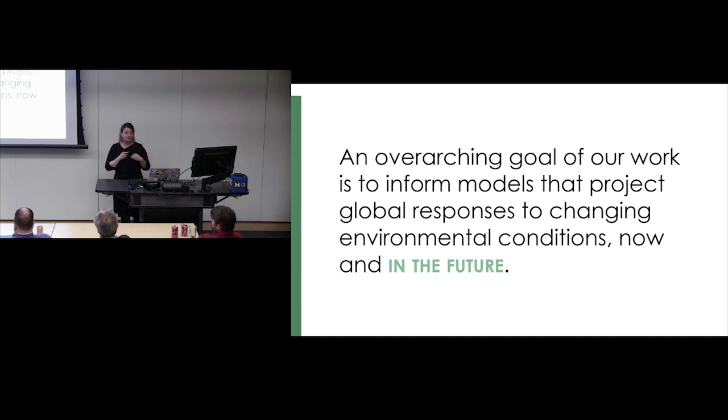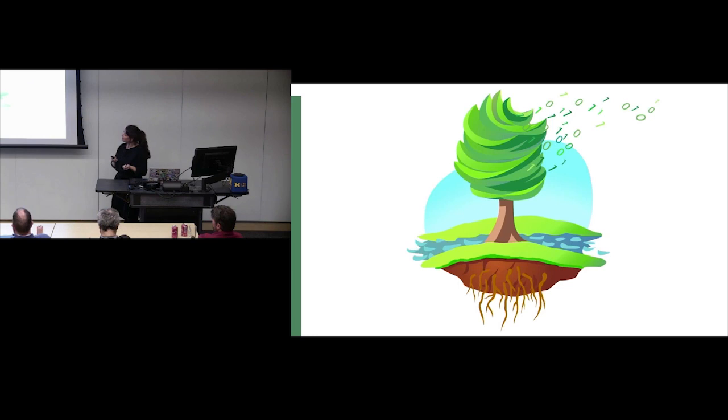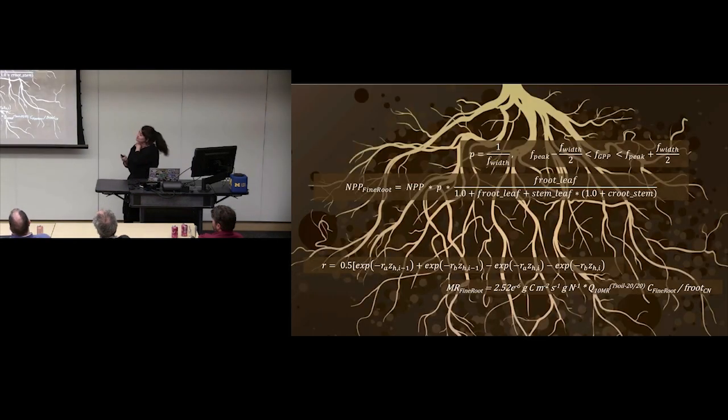So as I've been mentioning, an overarching goal of our work is to inform models that project global responses to changing environmental conditions, and especially feel confident doing that into the future. And I would like to think that this is what it looks like. It's just like zeros and ones floating away from a beautiful tree. But really, this is what it looks like. So these are some of the algorithms that are included in the Earth system model that I work with, right? So thinking about the phenology of root growth, or how many roots are produced per unit leaf, or the depth distribution of roots, or their maintenance respiration. And so just thinking about how I can make observations that can inform some of these algorithms that are the way that these roots are represented in the virtual world.